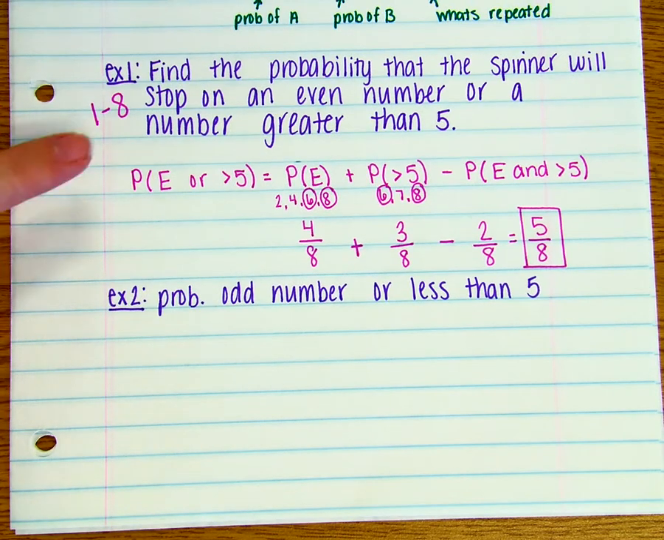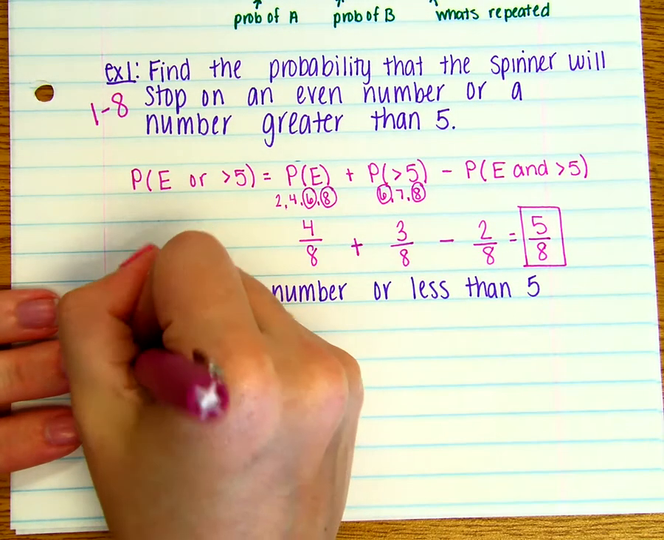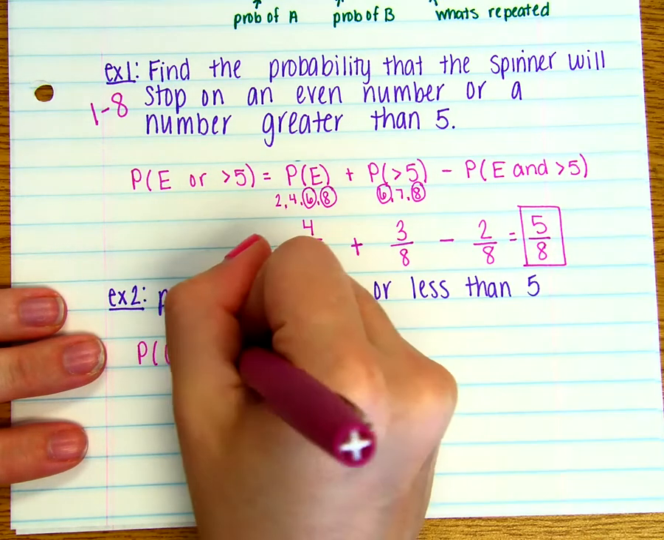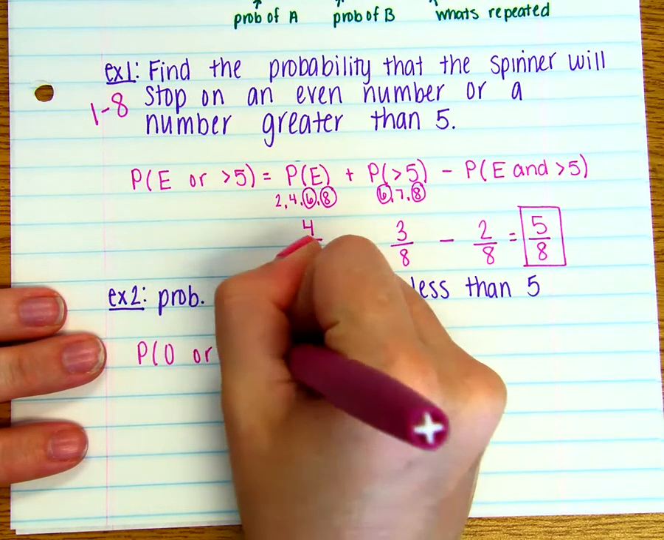So copy down example number 2. Okay, we're using that same 1 through 8 spinner from example number 1. Try it on your own. So here we have the probability of an odd number or less than 5.